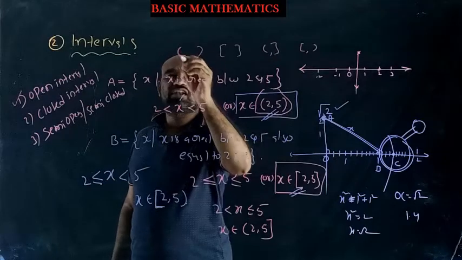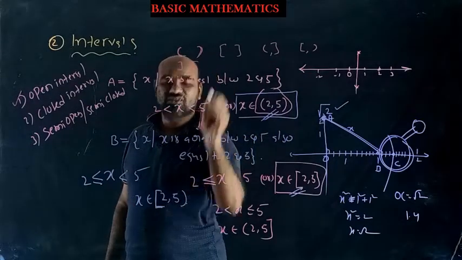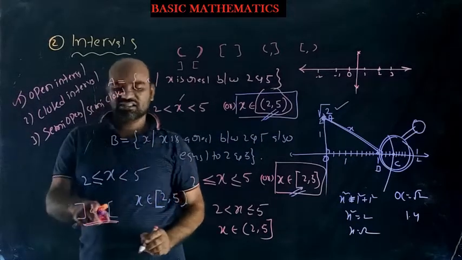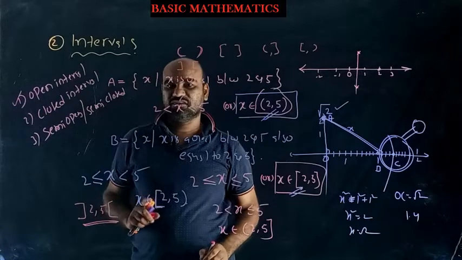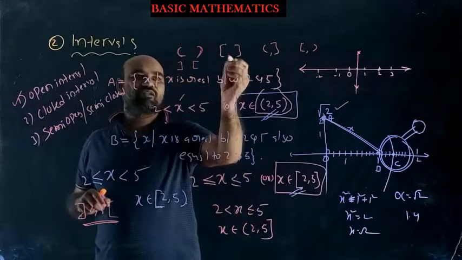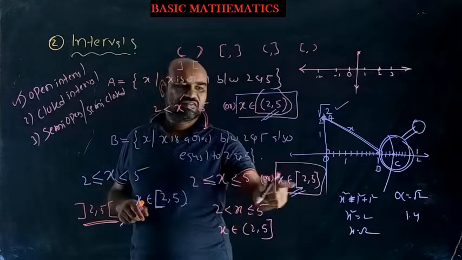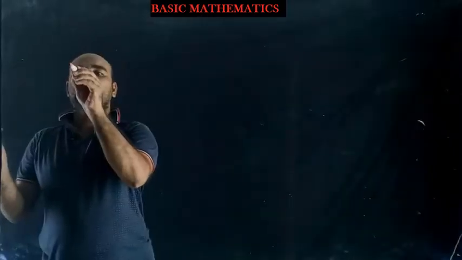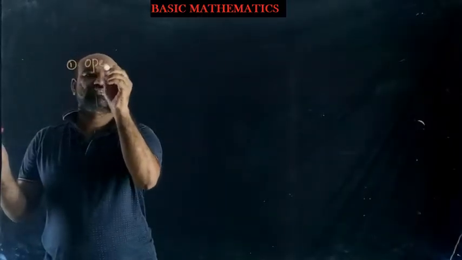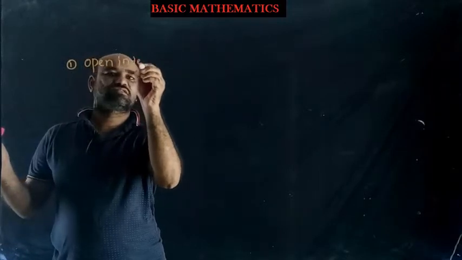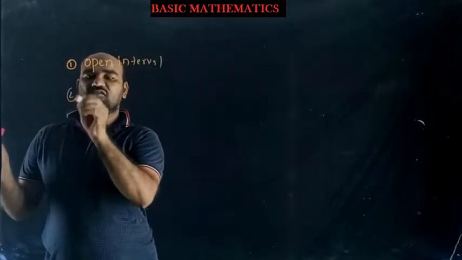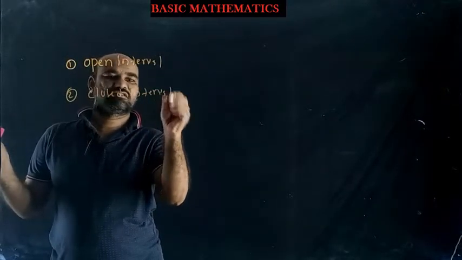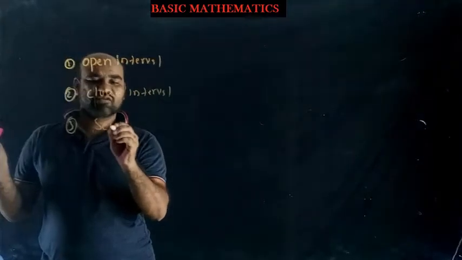Open interval: in some books they will write it like this, (2, 5). Same meaning: x is a real number that lies between 2 and 5, not equal to 2, not equal to 5. Open interval, closed interval, box, closed interval. Next, semi-open, semi-closed. This is the concept of intervals: first open interval, second closed interval, third one semi-open or semi-closed.